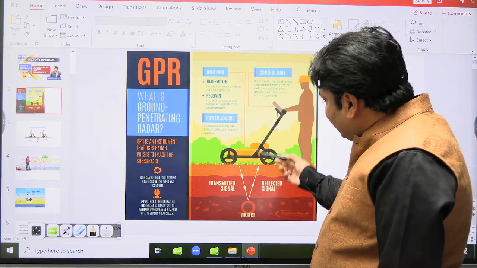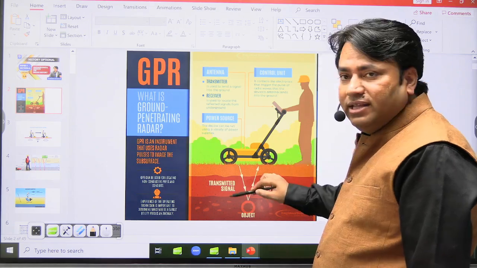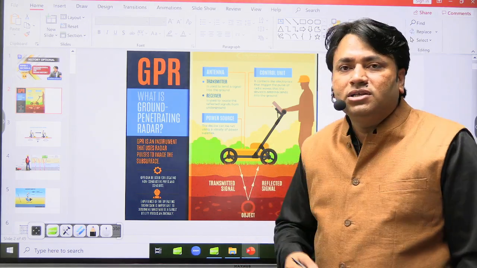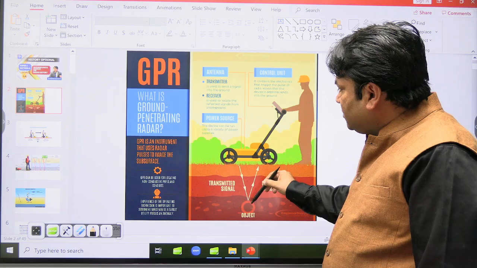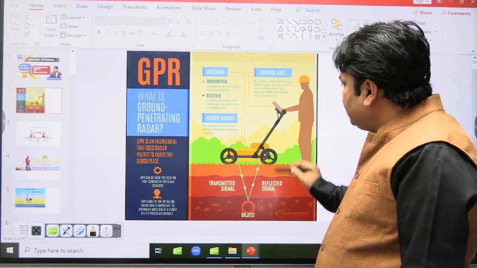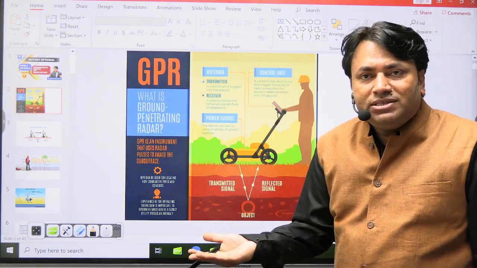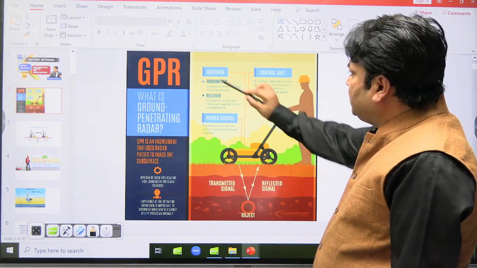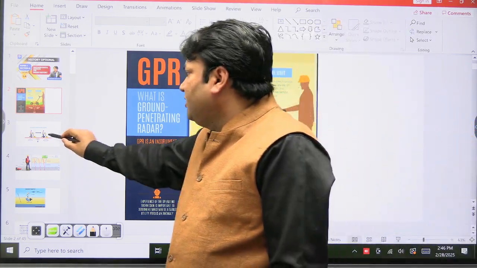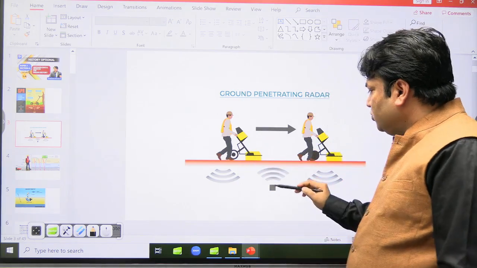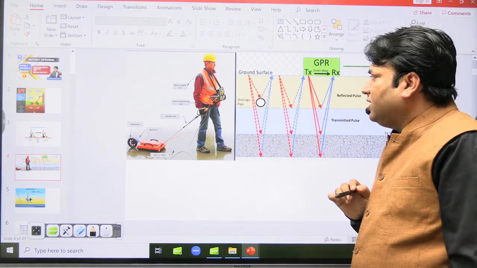So without digging this soil, this instrument is helpful in getting an idea of where that particular object is located. If you know the exact information about where that object is located, you can easily do excavation without damaging the entire area. So the very first step is exploration, done through GPR, and then the second stage will be excavation, right? In this way, this instrument is used to locate the objects beneath the soil. This is the entire structure, showing how this is used.